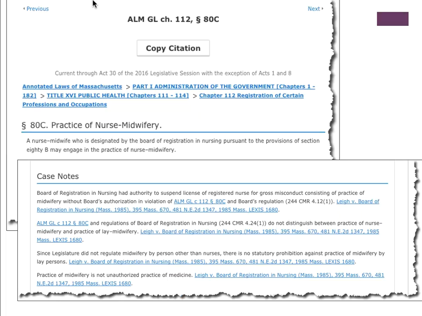Underneath the annotations to the statute, it depends on what system you're on, whether you're on Lexis or Westlaw, but in either system, they have case notes that are annotations to those statutes, and these are some of the most important cases that have interpreted the statutes, the ones that have been picked by the editors on either Lexis or Westlaw. So this is a key search technique for finding cases when you're researching a legal issue that has a statute on point.